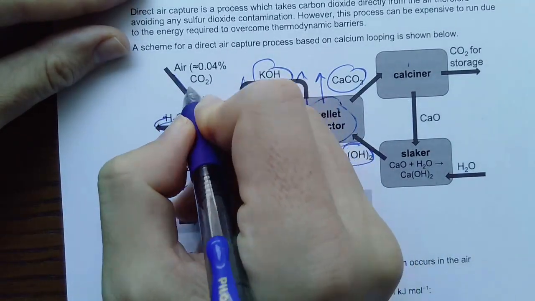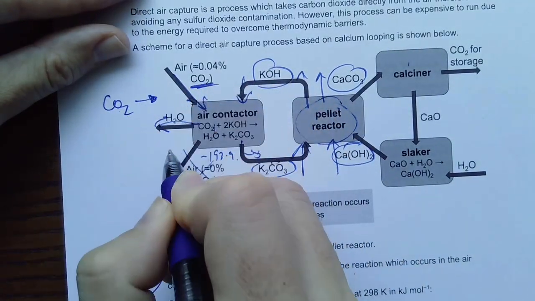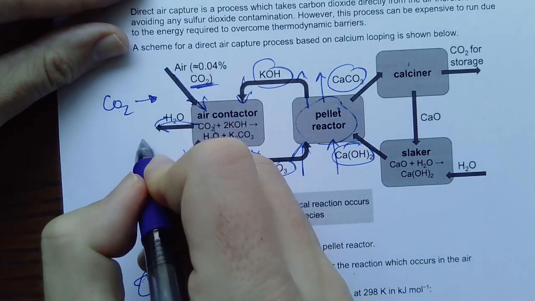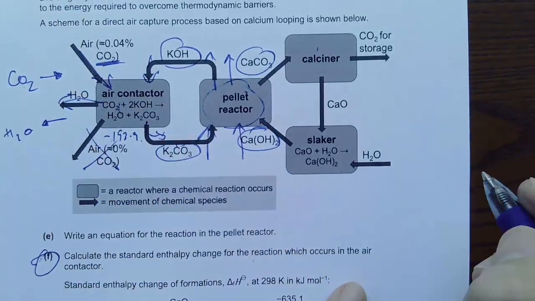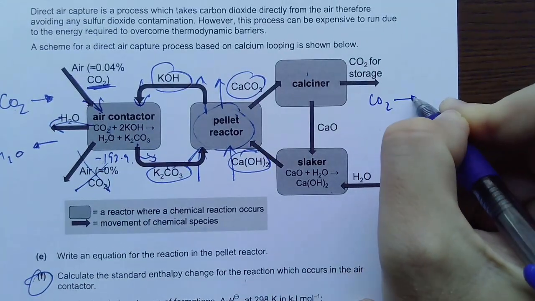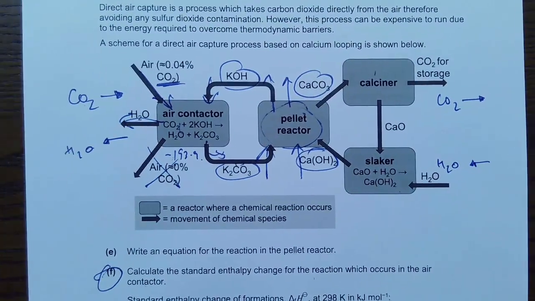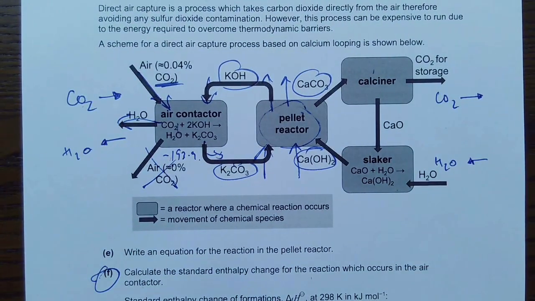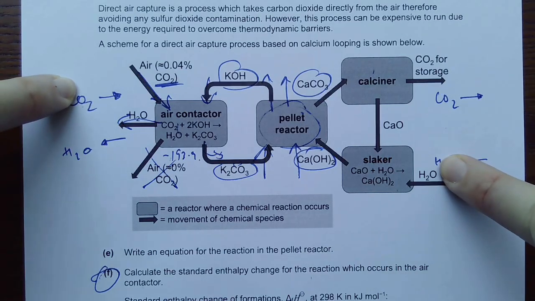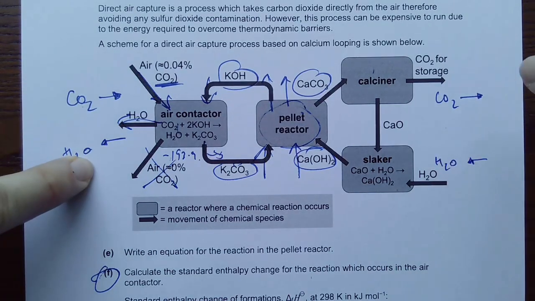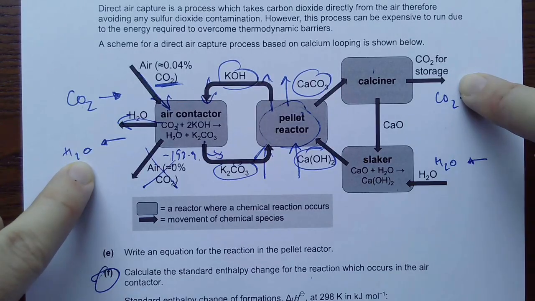So what I've got going in is CO2. So I've got CO2 coming in, and I've got H2O coming out. And over here, I've got CO2 coming out, and I've got H2O coming in. So you can see that for the whole process, nothing happens. I put CO2 in here, I put H2O in here, I get H2O out here, I get CO2 out here. There's no overall change in this process.